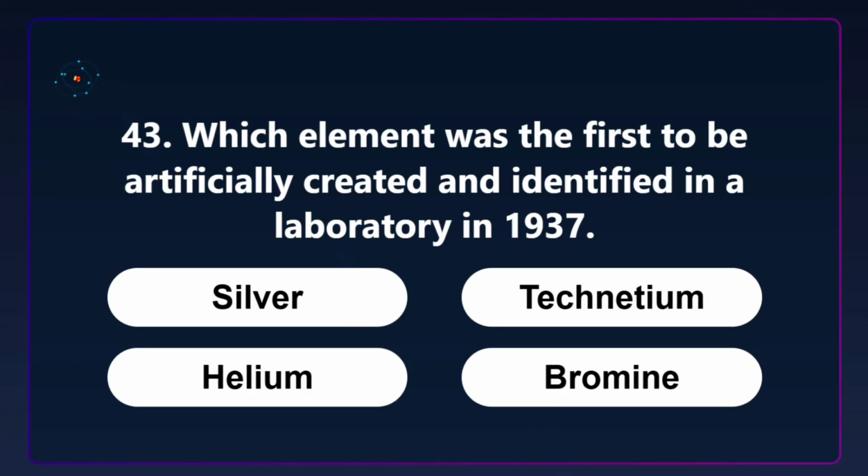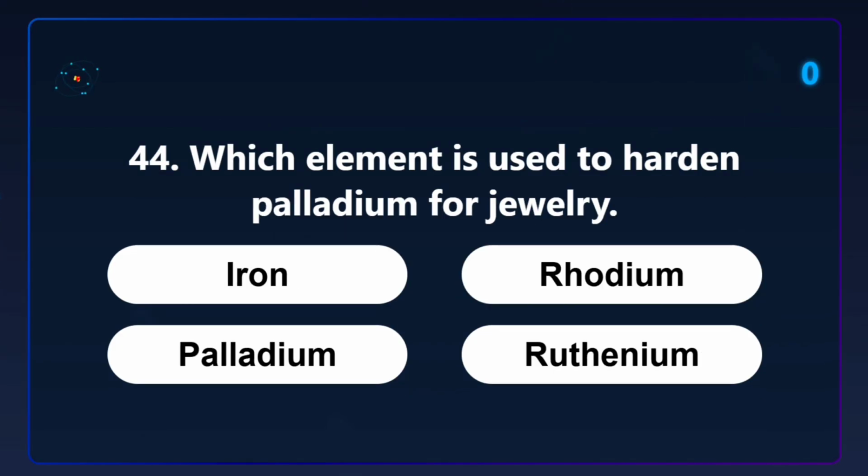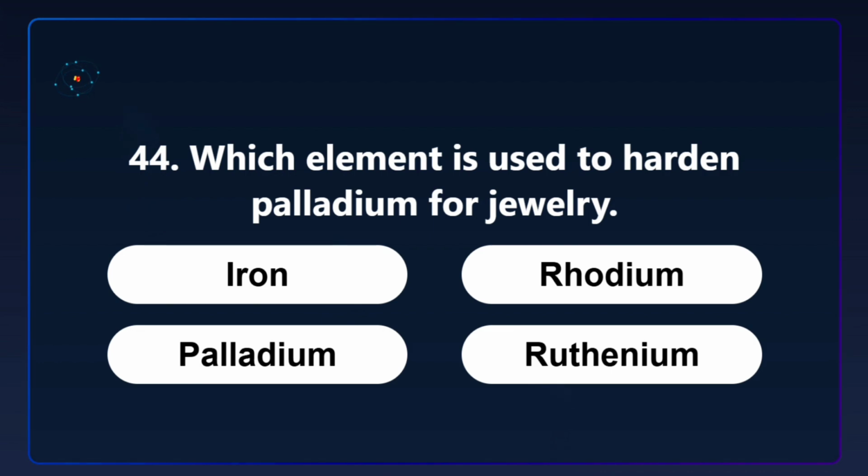Question 43. Which element was the first to be artificially created and identified in a laboratory in 1937? The answer is technetium. Question 44. Which element is used to harden palladium for jewelry?